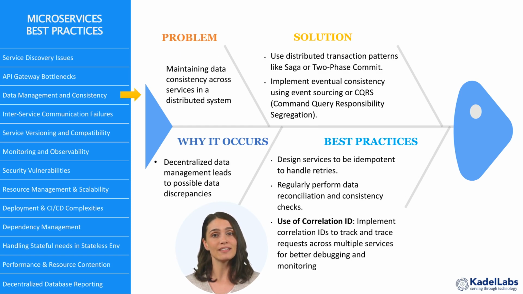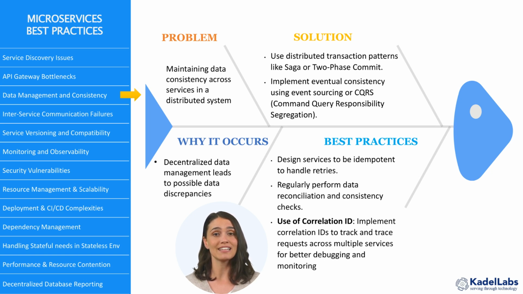In microservices architecture, each service manages its own data, creating challenges in maintaining consistency across the system. This decentralized approach can lead to data discrepancies, especially during concurrent updates or transactions, as microservices don't share a single database. To tackle these challenges, we use distributed transaction patterns like the Saga pattern, which breaks transactions into smaller, manageable steps, or two-phase commit for coordination.